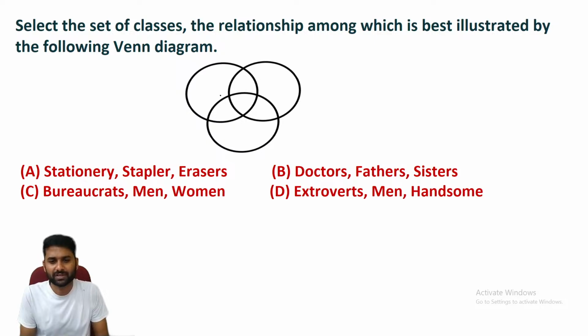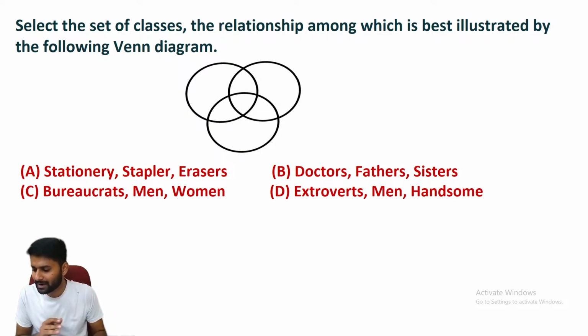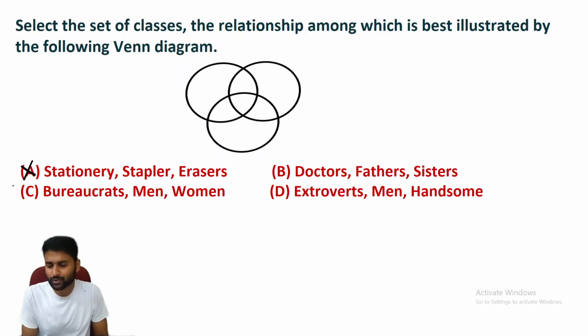Now let's see this question. How to identify which diagram satisfies the conditions and is the suitable answer. We have first option stationery, staplers, and erasers. Second one is doctors, fathers, sisters. Then bureaucrats, men, women. And extroverts, men, and handsome. Guys, if you observe the information, we have an overlapping. Overlapping stands for a relation between the circles. If you consider any of the options, definitely there is a relation among the info. So definitely A is not at all a suitable diagram.